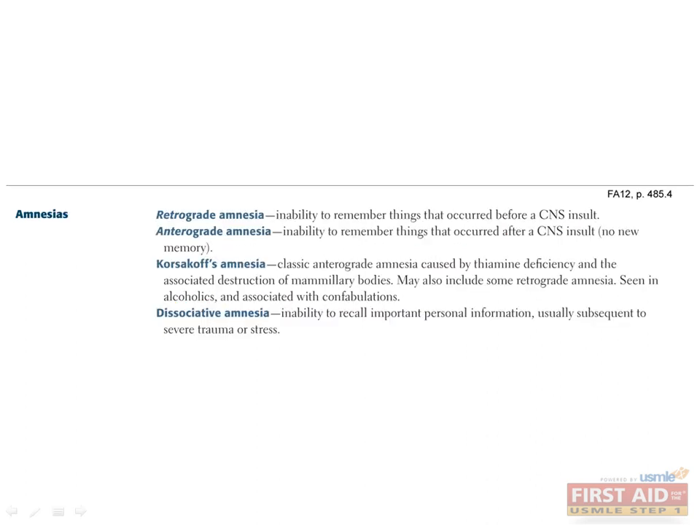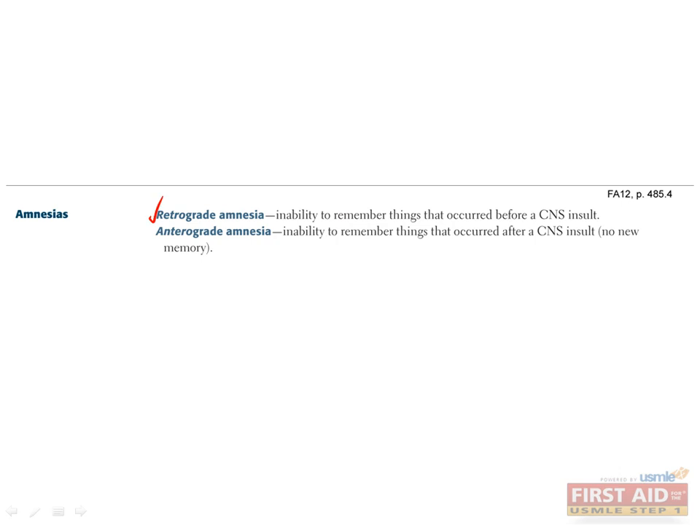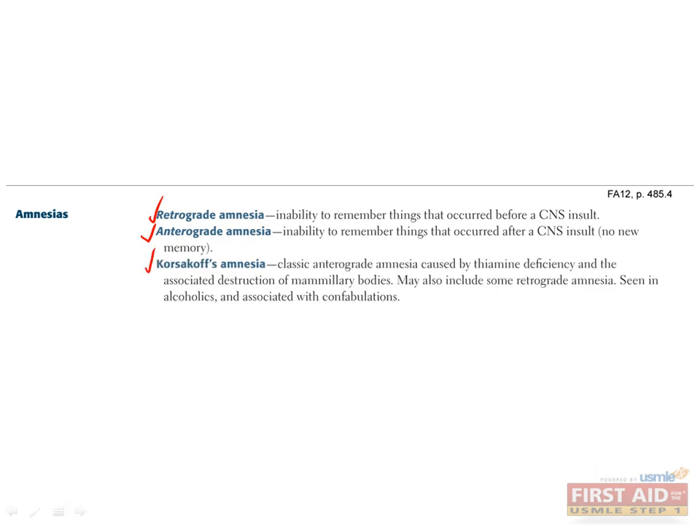There are 2 directions that amnesia can occur. First is retrograde amnesia, in which people lose the ability to remember things that occurred before a CNS insult. In contrast, anterograde amnesia refers to a situation in which people cannot form new memories of events that occur after a CNS insult. Korsakoff amnesia refers to a classic anterograde but also potentially retrograde amnesia caused by thiamine or vitamin B1 deficiency. This leads to bilateral destruction of the mammillary bodies. These are located on the ventral surface of the diencephalon. Classically, this is found in alcoholics and is associated with confabulations.